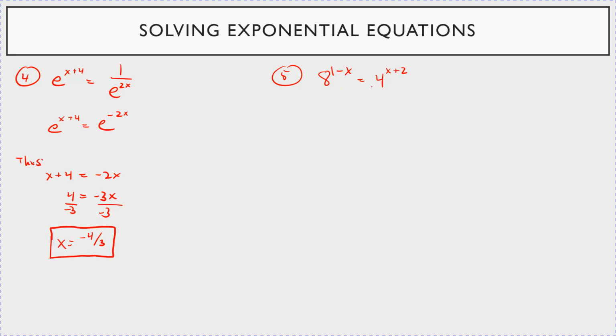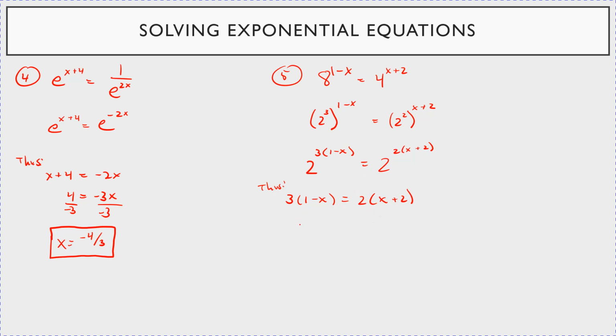So here, this one's tricky because you have 8 and 4. Well, 8 is the same thing as 2 cubed. That was the way you had to write it. And 4 is the same thing as 2 squared. Well, when you have a power to a power, you multiply, right? Okay, so this is 2 raised to the 3 times 1 minus x power is equal to 2 raised to the 2 times x plus 2 power. So thus, this is what you have. You have 3 times 1 minus x, because the bases are the same, is equal to 2 times x plus 2.